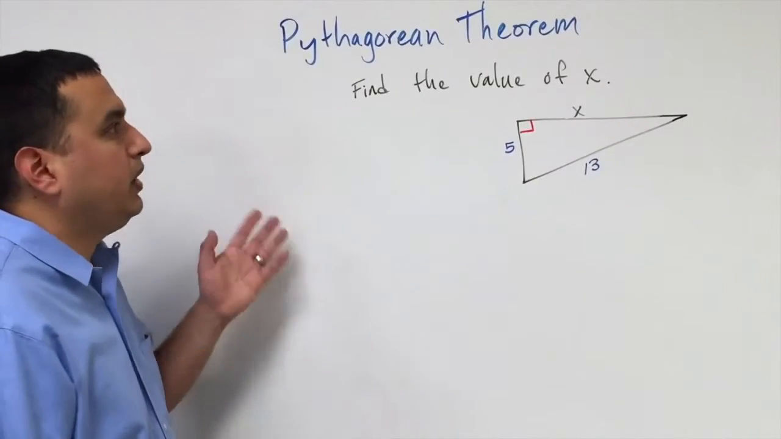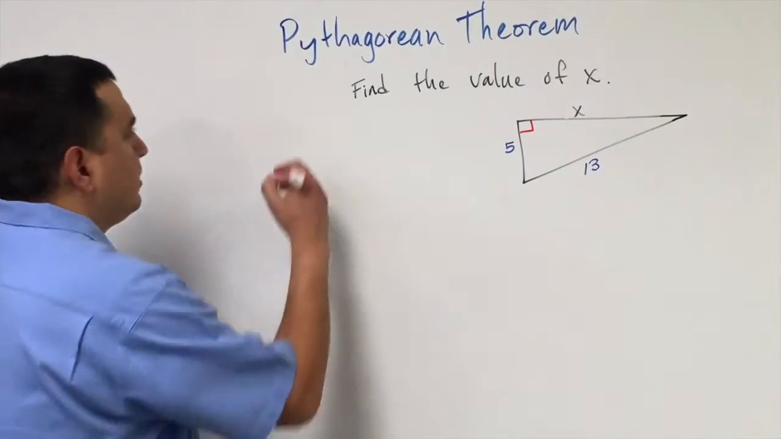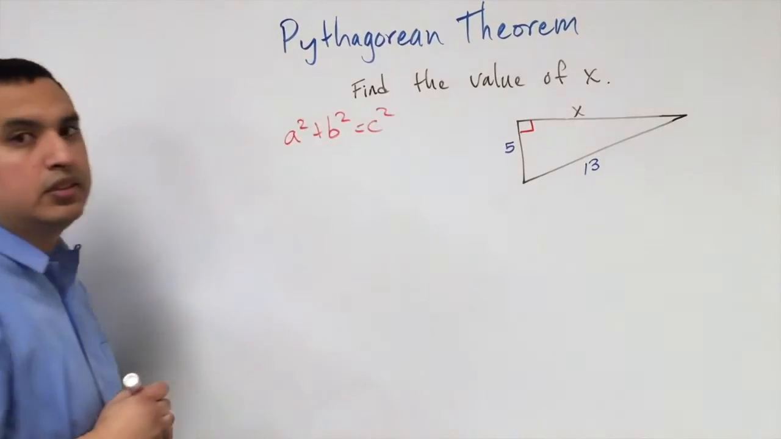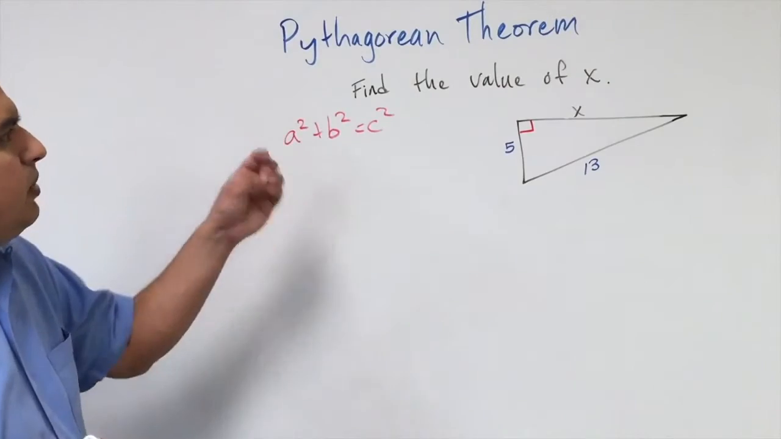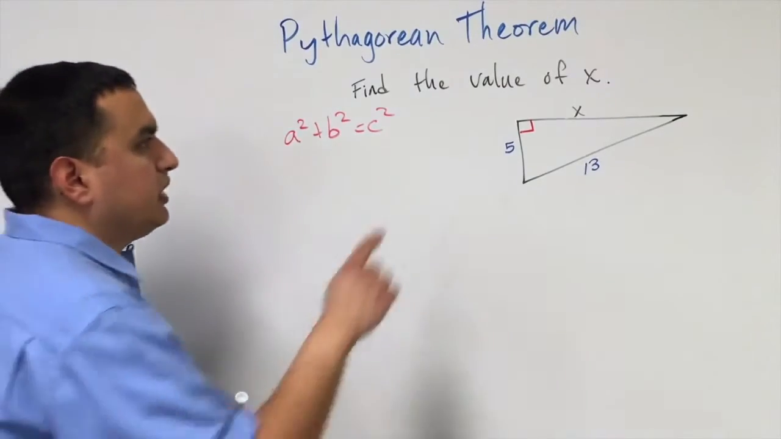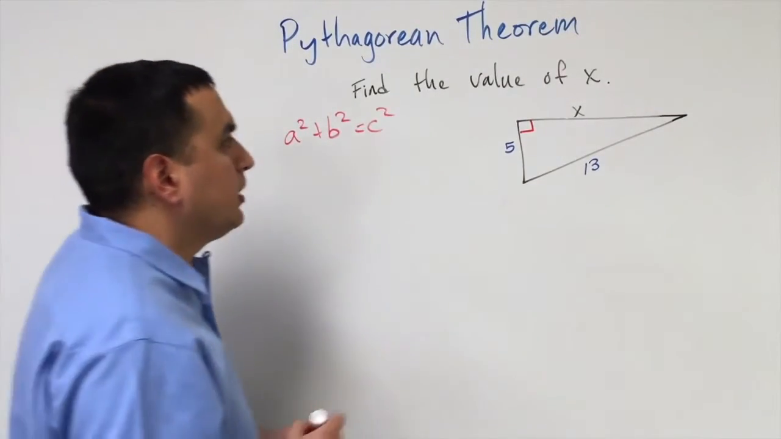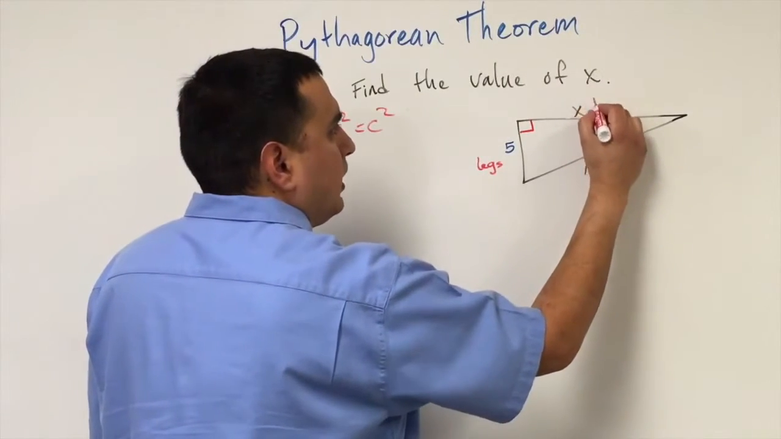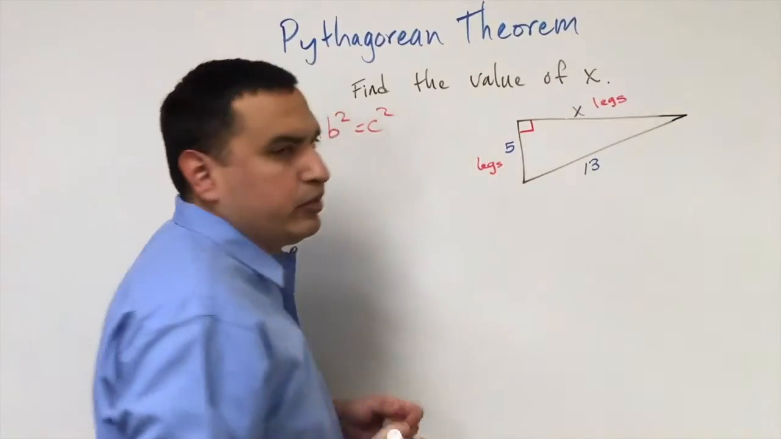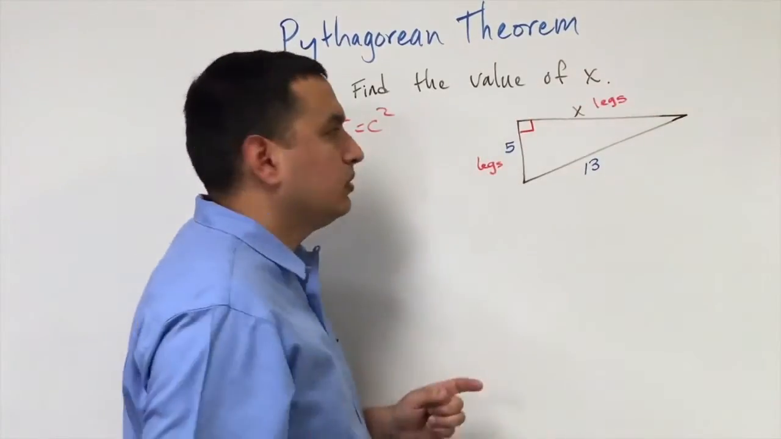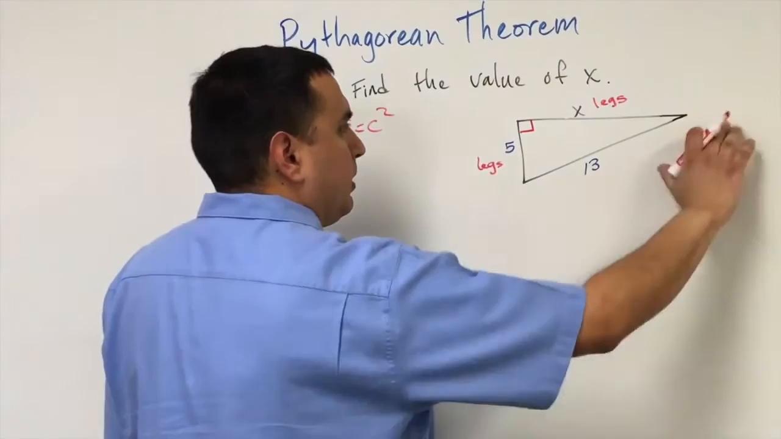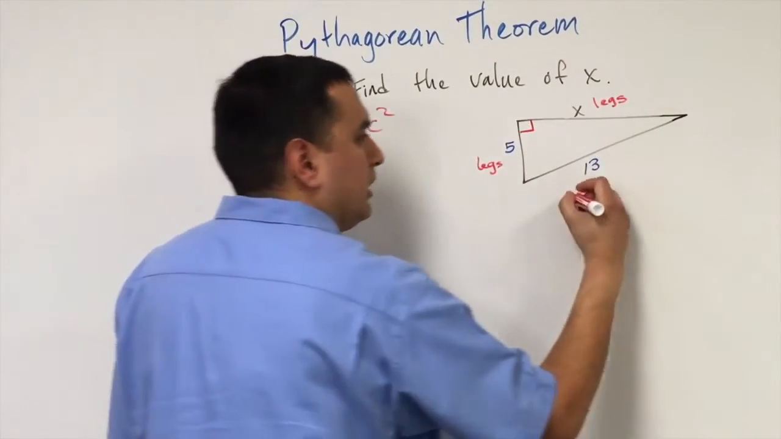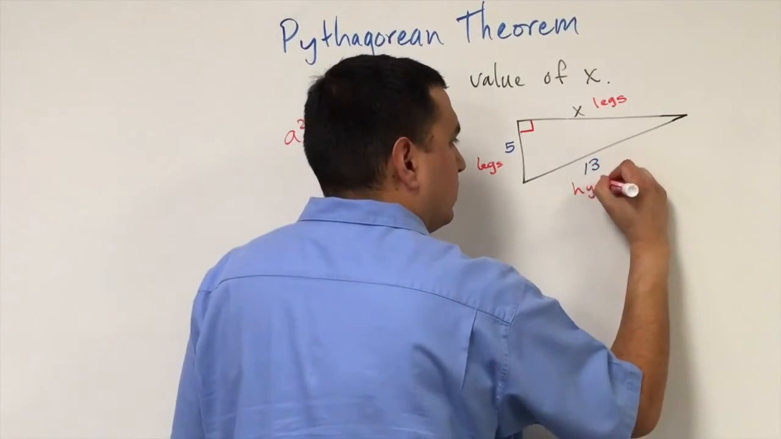This lesson starts with the Pythagorean Theorem, which is a squared plus b squared equals c squared. This example wants us to find the value of x, which happens to be one of the legs. And just as a review, the legs are the two sides that join together to make the right angle. This side right here, across the right angle, is what we call our hypotenuse.